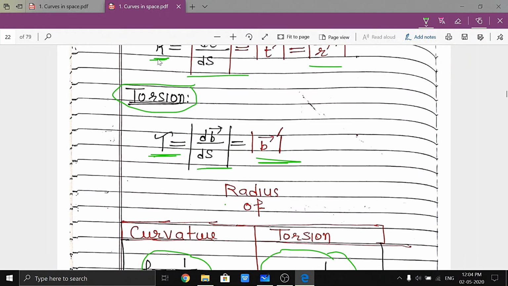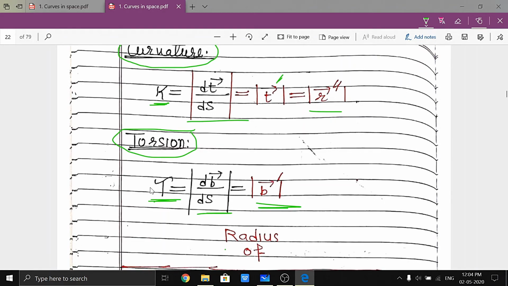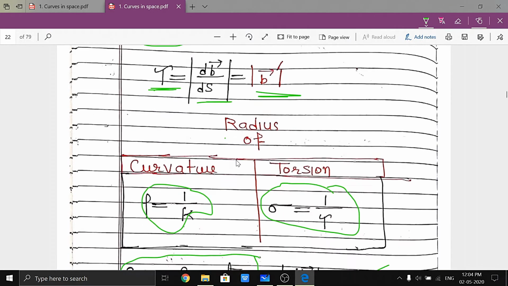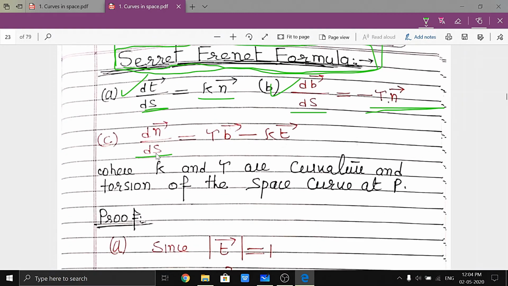So dT by ds is equal to kappa N vector, dB by ds is equal to minus tau N vector, and the third part, dN by ds, is equal to tau B minus kappa T. What are kappa and tau? These are the curvature and torsion of the space curve at point P. Clear? So this is a very important result.